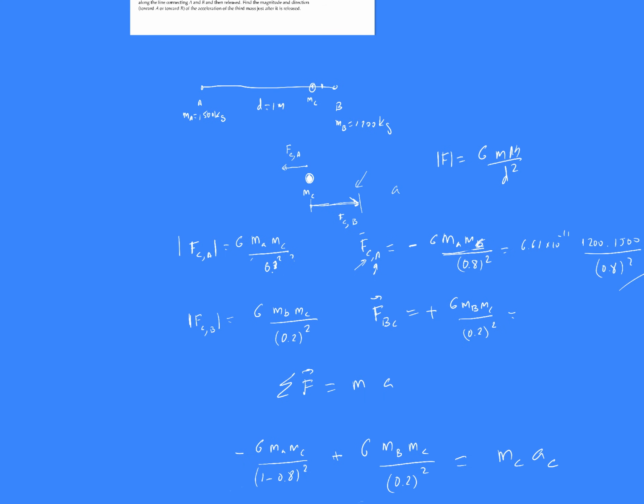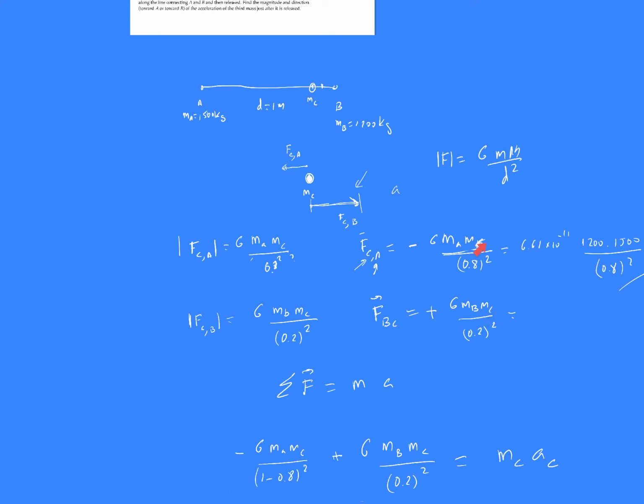Now you do the same thing. What is the force acting on C due to B? The force on C due to B is G MB times MC divided by the distance squared. The distance is 0.2, so 0.2 squared, and you make the calculation. The same calculation, G MB times MC.